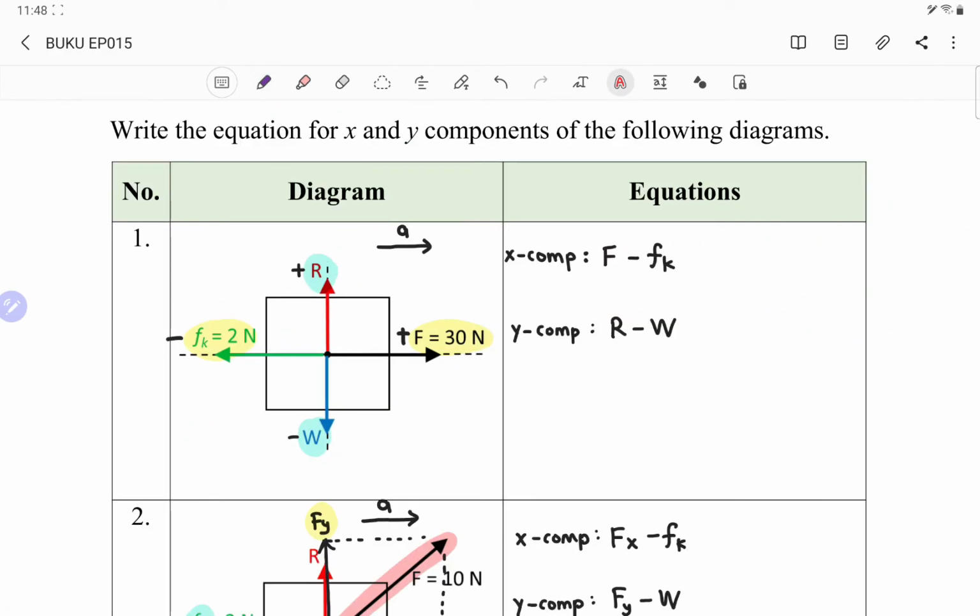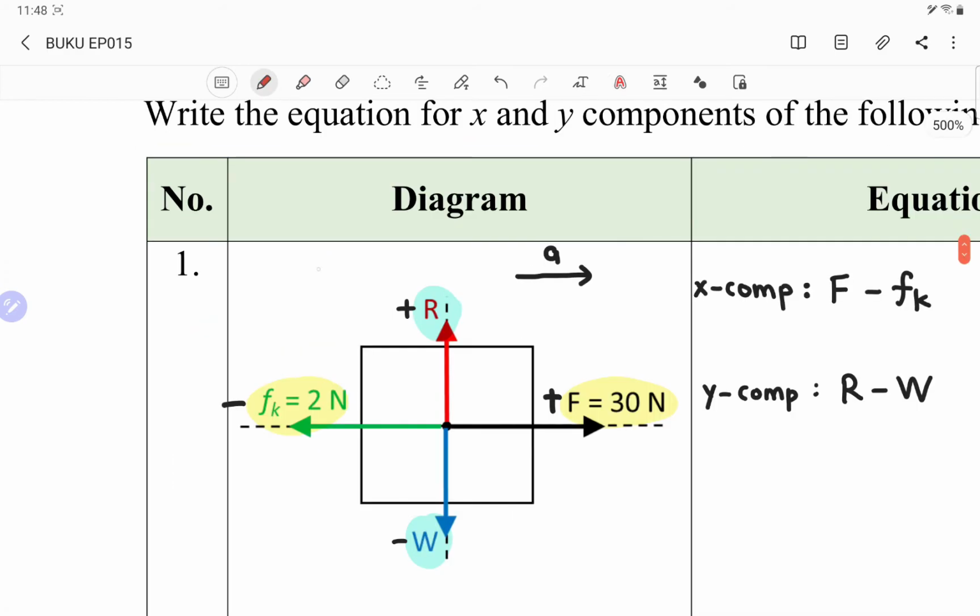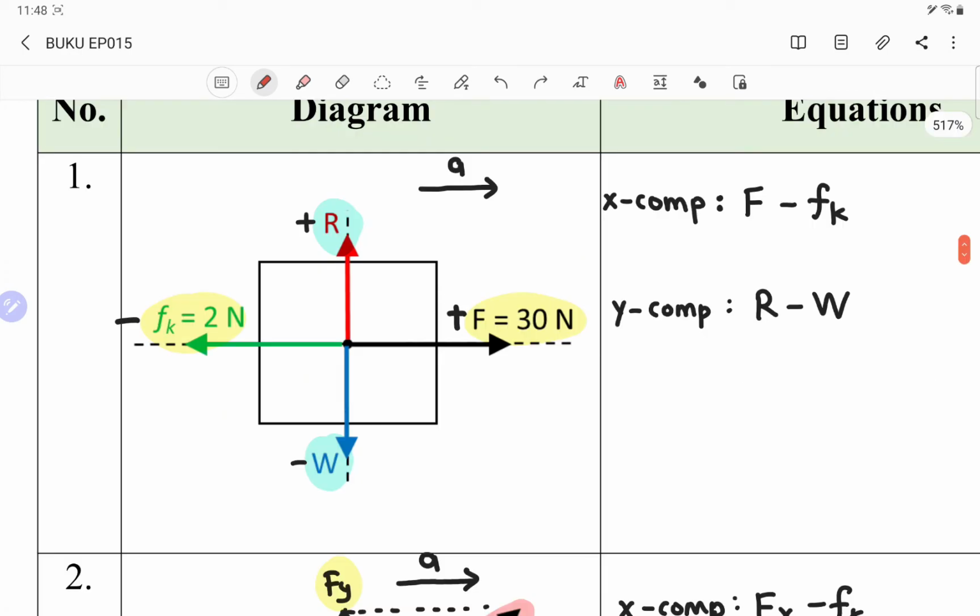Okay, so benda yang awak kena ingat daripada sini adalah force yang ikut arah motion akan jadi positif. So let's say the motion is going to the left. Okay, so yang akan jadi positif adalah Fk kita, positif. F kita akan jadi negatif. And then for the y-axis, naik atas positif, turun bawah negatif.